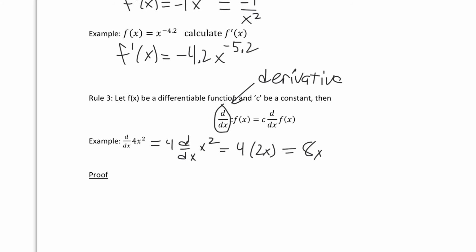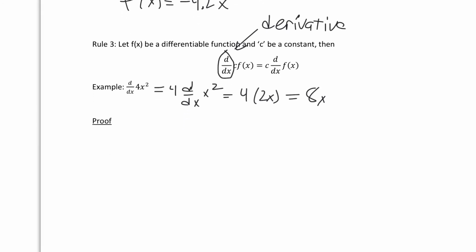So we get 8x. Now, eventually, when you get comfortable with this rule, you might just bring down that 2 and hit the 4 right away in multiplication. 2 times 4 is 8x, and you'd have your answer in one step. But this is why that works. You're allowed to take that constant out before you do the derivative. So let's go ahead and look at the proof.